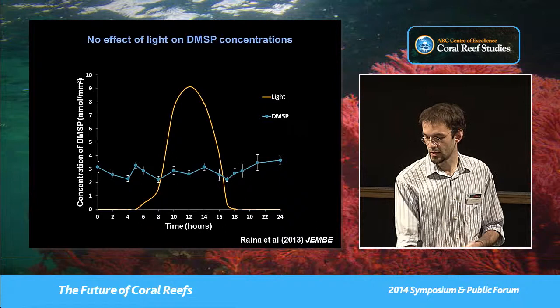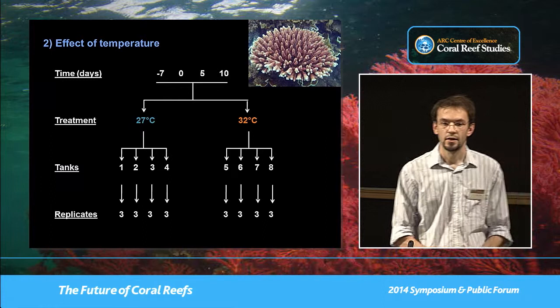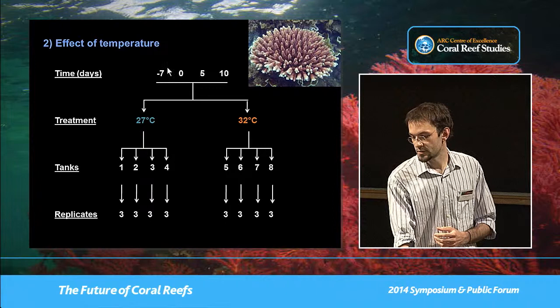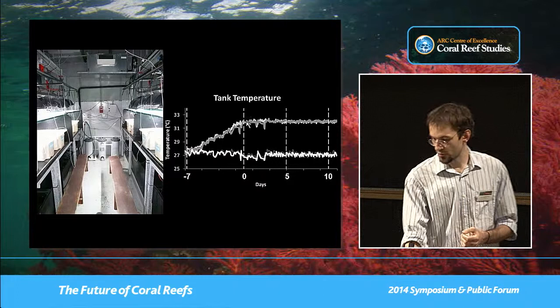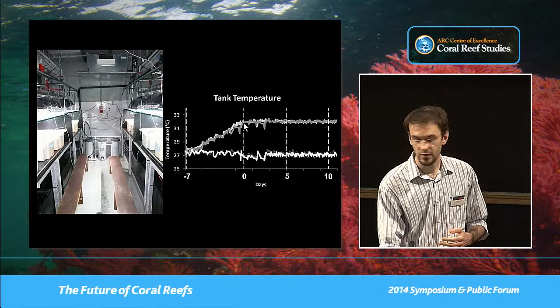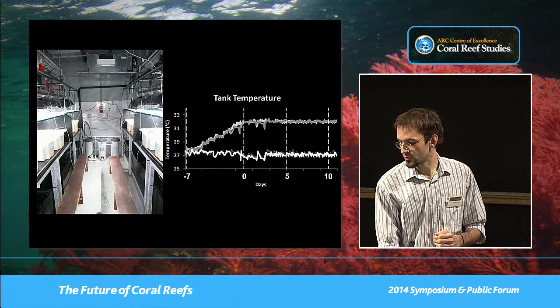Then we looked at what's happening during temperature stress. We compared Acropora millepora colonies kept at ambient temperature versus colonies that were subjected to thermal stress. And we sampled them repeatedly throughout thermal stress. We sampled them first when all the colonies were at 27 degrees. We sampled them again 7 days later after a very slow ramp when the treatment reached 32. And then we sampled after 5 days at 32 and 10 days at 32.